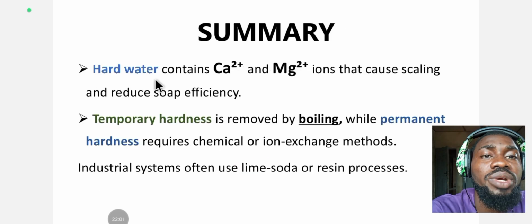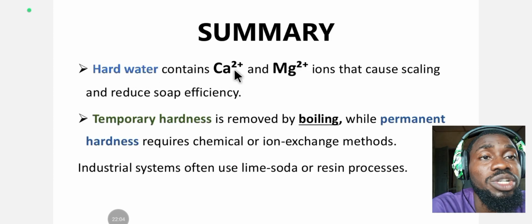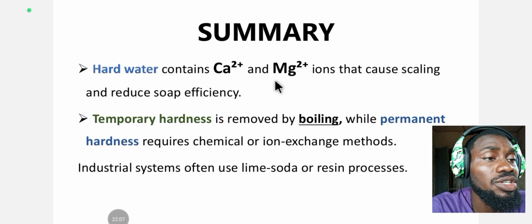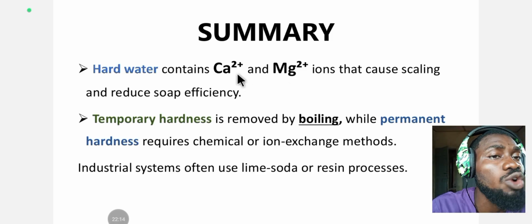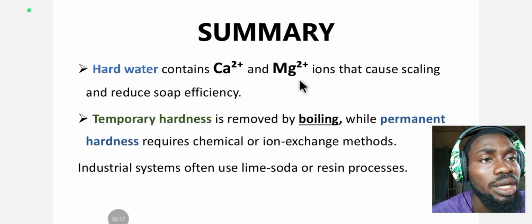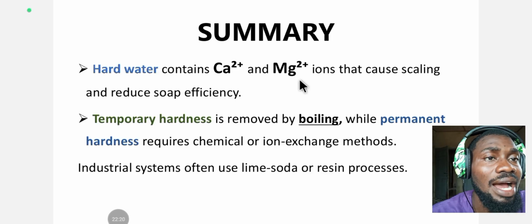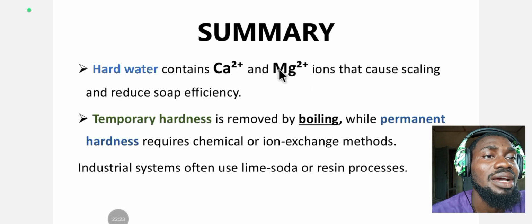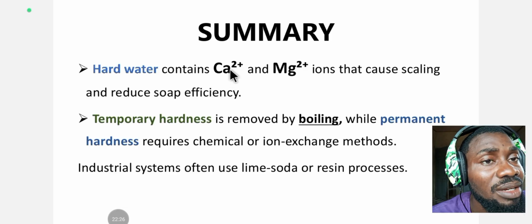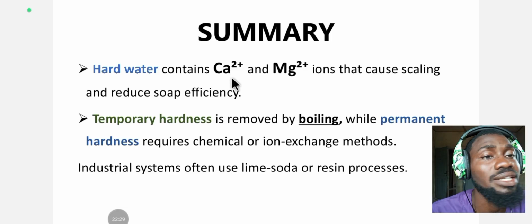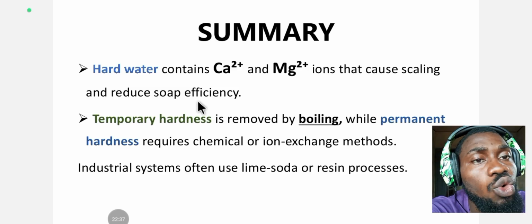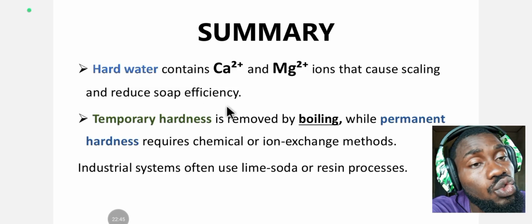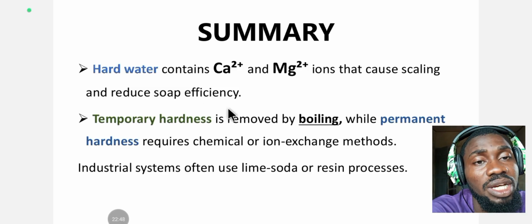A quick summary of this lecture reads: hard water contains the ions, which are calcium ion and magnesium ion. Both of these ions are responsible for hardness of water. Remember, it's magnesium 2+ ion and calcium 2+ ion. In case you see different ionic notation of both of these elements among the options in your exam, pick calcium 2+ ion and magnesium 2+ ion. They cause what? Scaling and reduce soap efficiency. So it's very difficult to use soap in hard water.